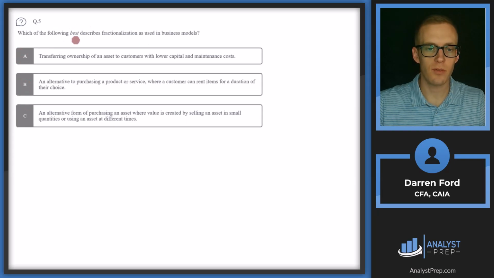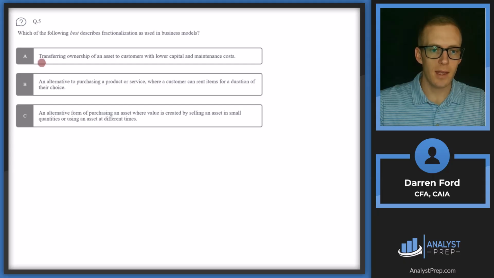Question 5. Which of the following best describes fractionalization as used in business models? So we've got A, transferring ownership of an asset to customers with low capital and maintenance costs.